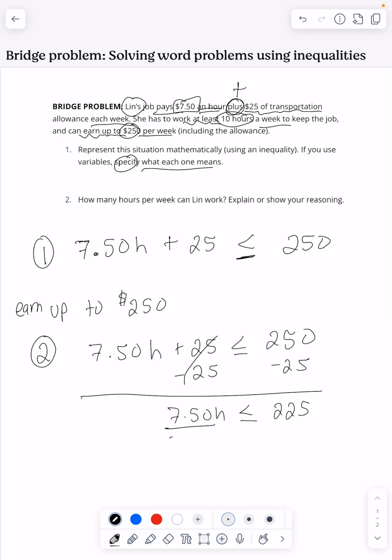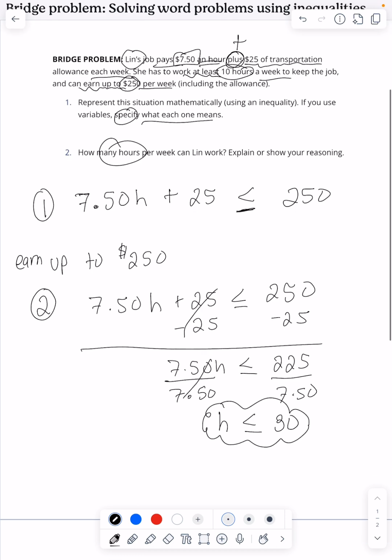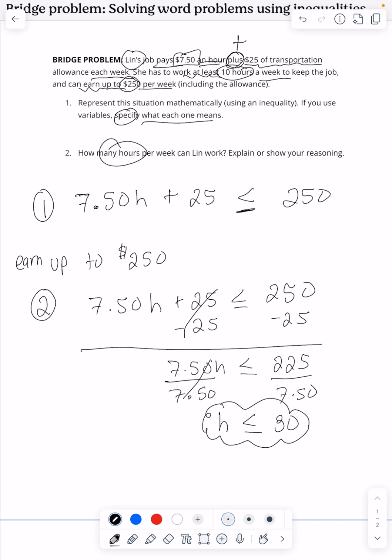We're solving for H. We want to know how many hours. So divide by 7.50 on both sides. And we get that H has to be less than or equal to 225 divided by 7.50, which means that H has to be less than or equal to 30 in this case, right? So that means that how many hours can she work? Well, she could work up to 30 hours, but in this case, it could also be less.